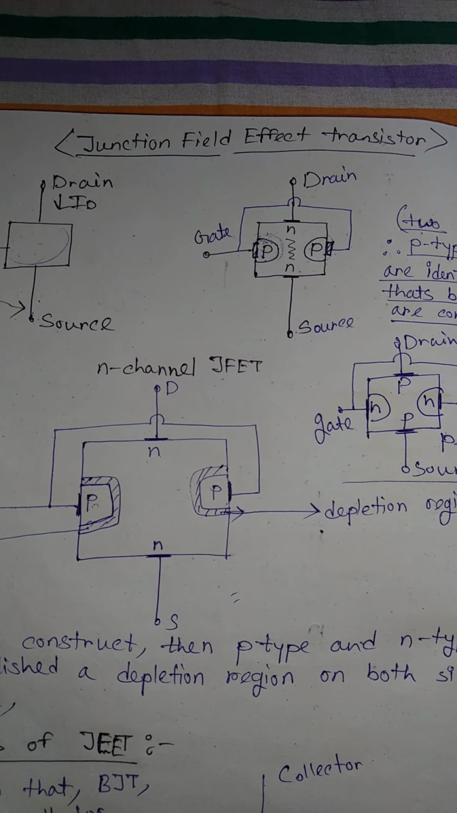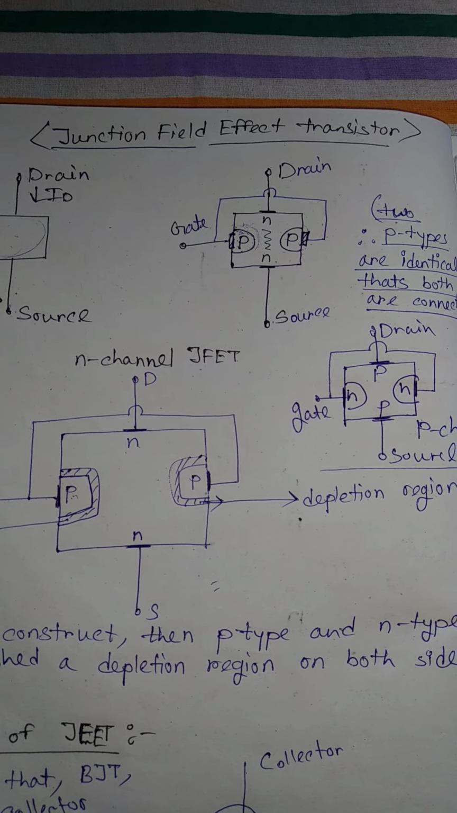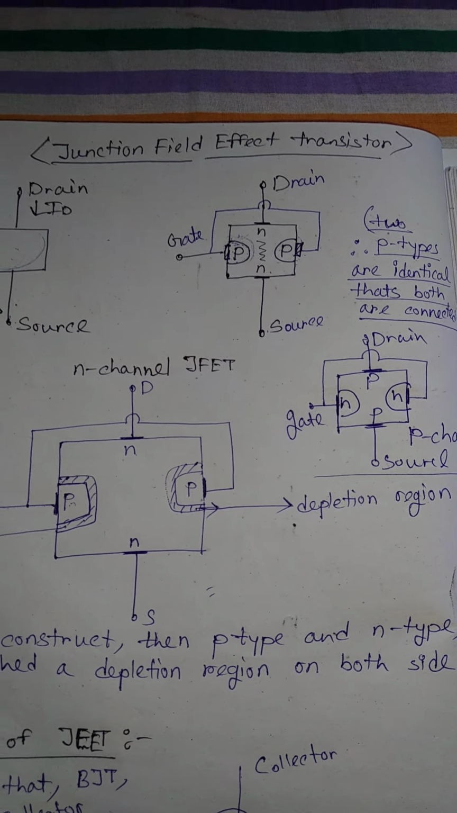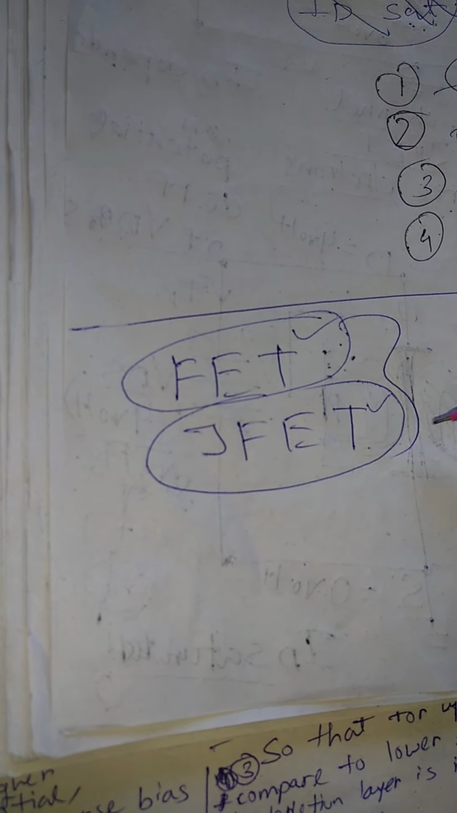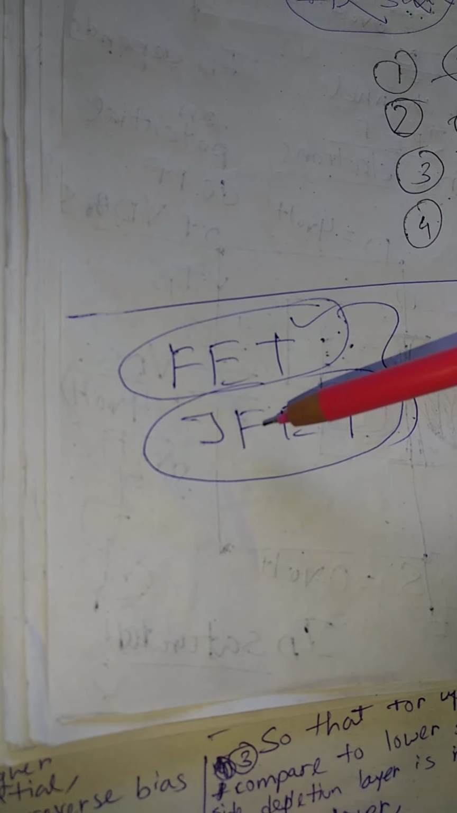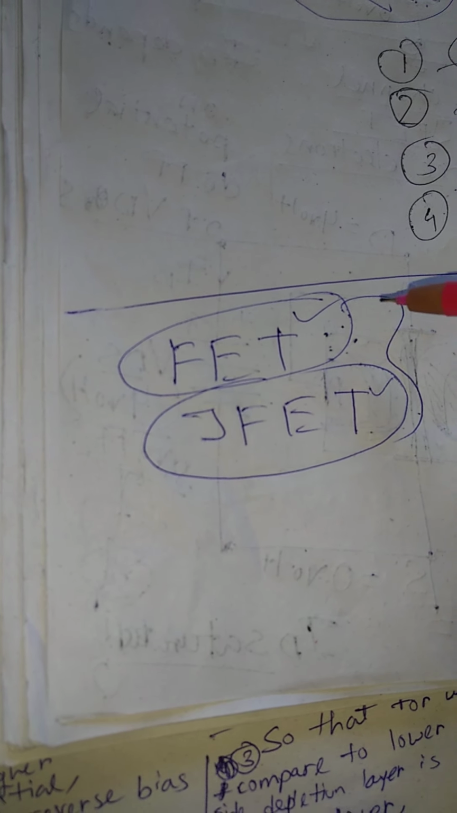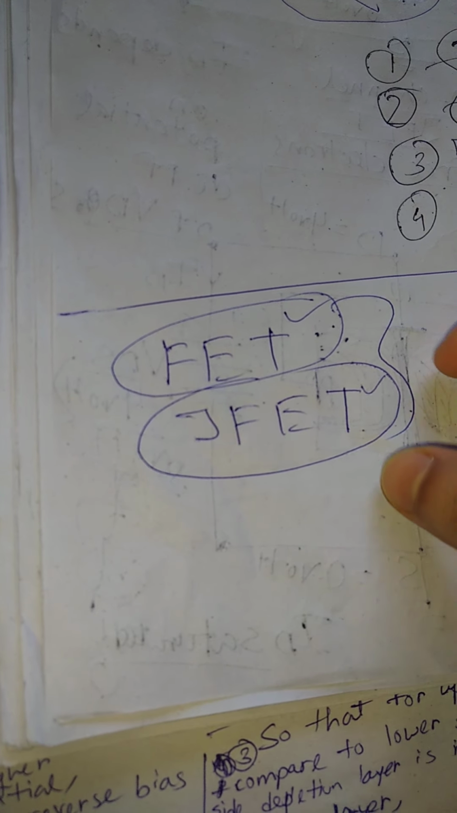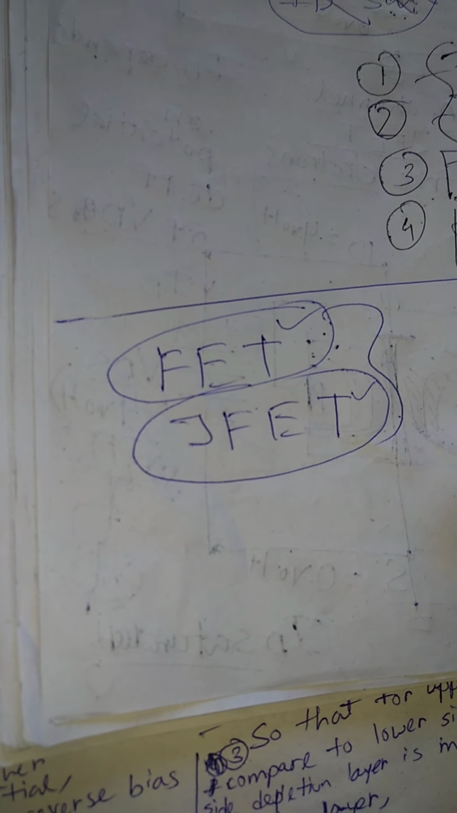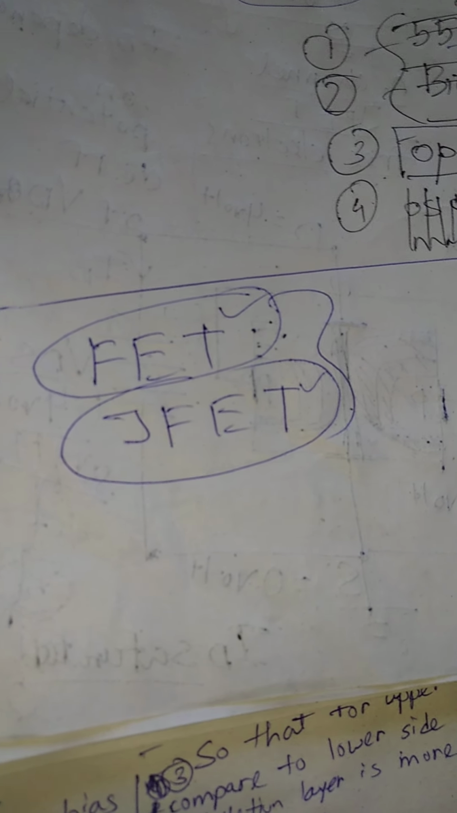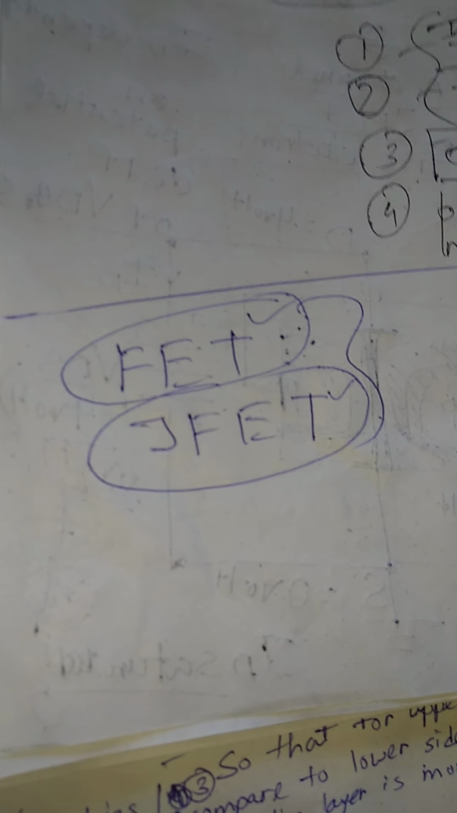In previous videos, we learned about FET, JFET, and the differences between BJT and FET. So what actually are FET and JFET? Field effect transistors and junction field effect transistors are one kind of transistor. Their applications are similar to BJT, but their working principle is different from BJT.